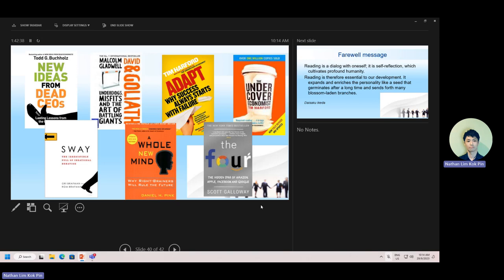New Ideas from Dead CEOs. This one is quite old already, right? It talks about companies like McDonald's, Walmart, and how their owners developed, what their challenges were, a lot of interesting things here, right? New ideas from dead economists, dead CEOs. All right, now Malcolm Gladwell, David and Goliath.